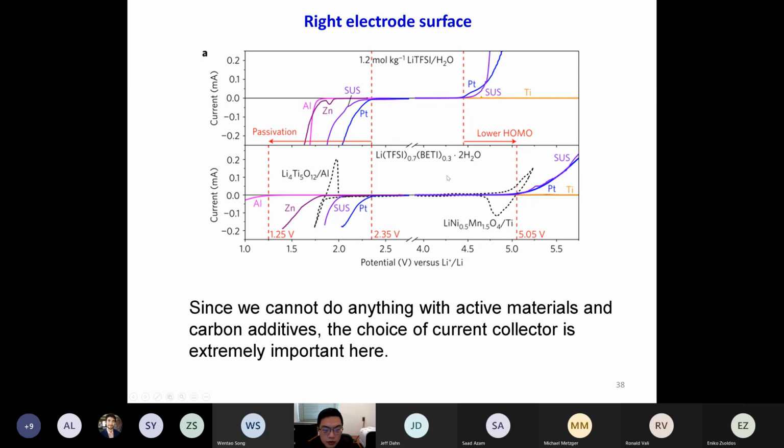So we actually found that for the anode side in this water system, aluminum is going to be the best current collector, because we won't go below 1 volt. So it should be okay for us to use aluminum as the current collector. For the cathode side, the best choice should be titanium, but it's so expensive. So probably stainless steel is still good enough for the cathode side.